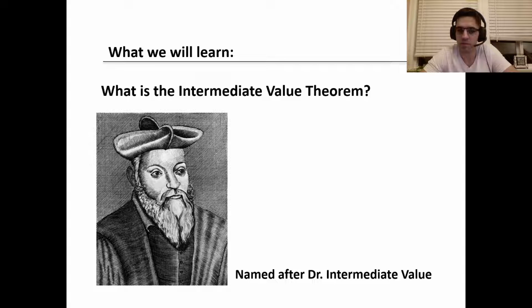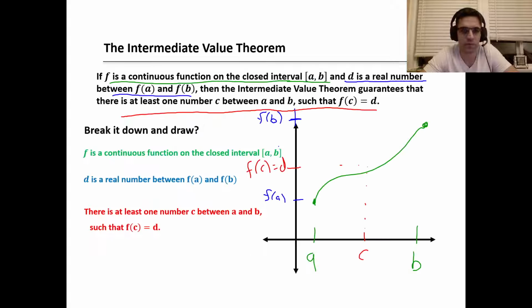And it is not named after Dr. Intermediate Value. Like most theorems in calculus, the theorem is named after what it does: it finds the intermediate value of something. And brownie points if you can guess who this is a picture of by the time this video is over.